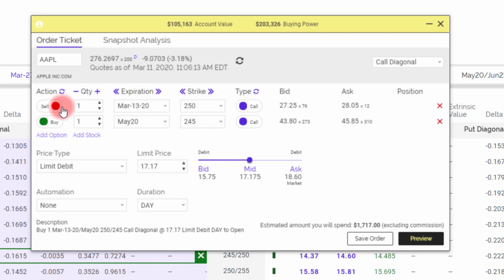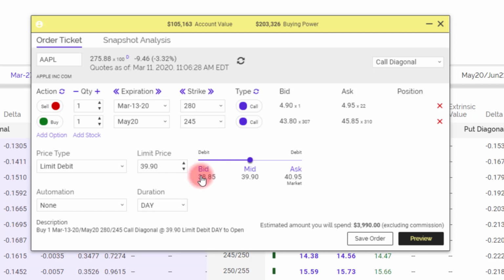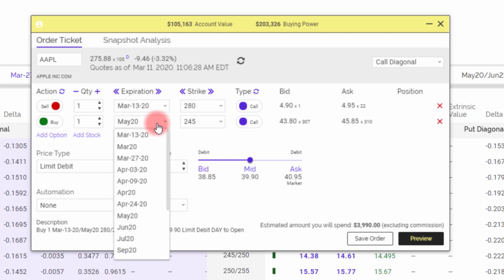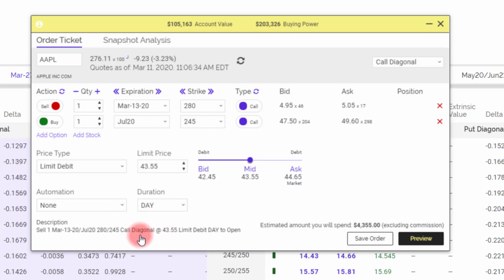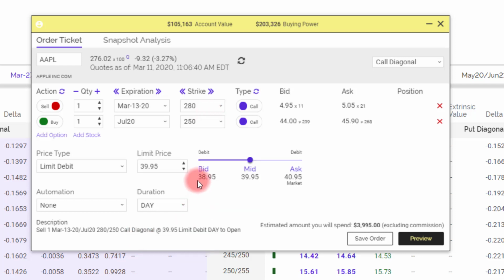Let's say that we want to sell the 280 call. Well, okay, I can just come down here, I can find 280, and I choose that. And let's say that I wish to buy maybe a July, and the stock again is 276, maybe I want to buy the 250. So I say, okay, let's try this one. Well, there's a problem. Notice that the mid right now, which is probably where I can get this filled, is about $40, but I've got a $30 difference in strikes.